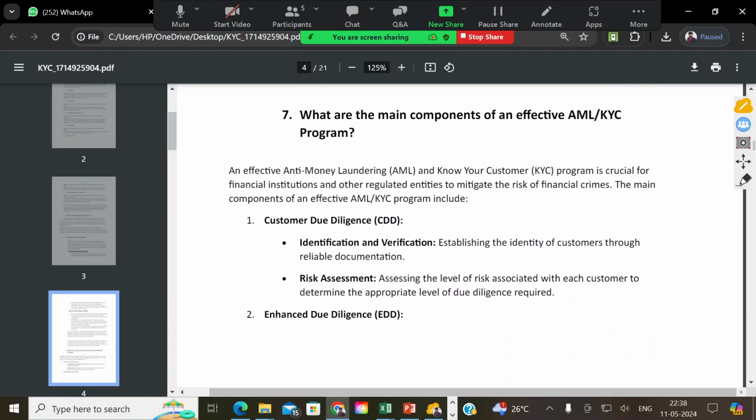All right. So now let's talk about what are the main components of an effective AML and KYC program. If you talk about effective components of both anti-money laundering, AML, and know your customer, KYC, see, both are crucial for organizations, right? Both are crucial. If I talk about the AML and KYC program, that includes customer due diligence, which is CDD, meaning identification or risk assessment, and even enhanced due diligence as well.